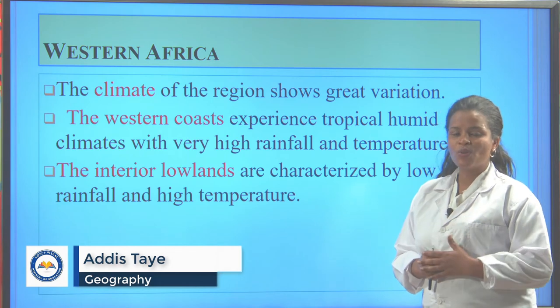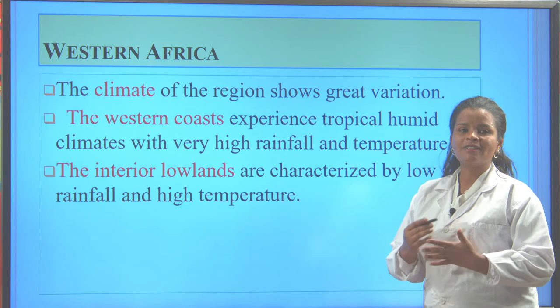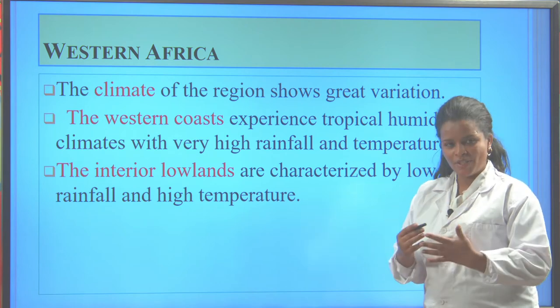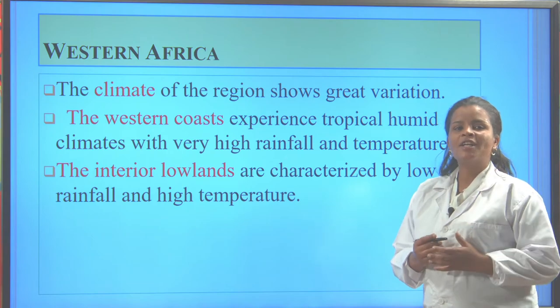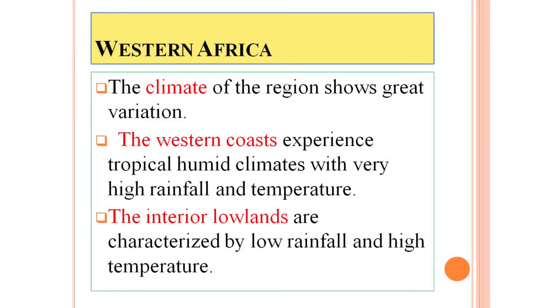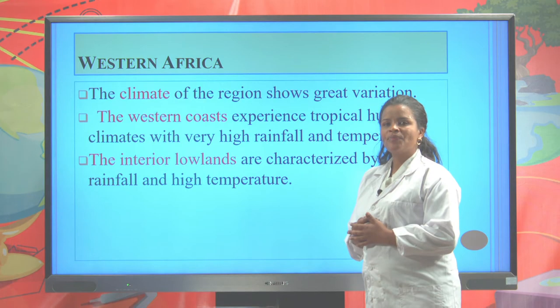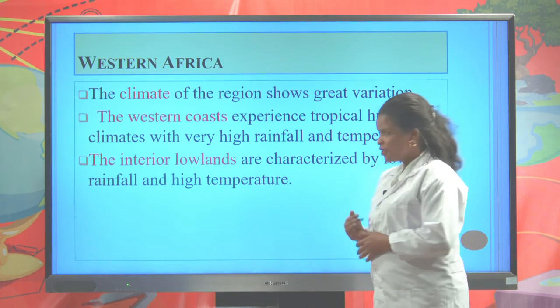We know, students, what onshore winds are. Onshore winds are winds that start from water bodies. So these onshore winds give rainfall to Western Africa. But the interior lowlands are characterized by low rainfall and high temperature.